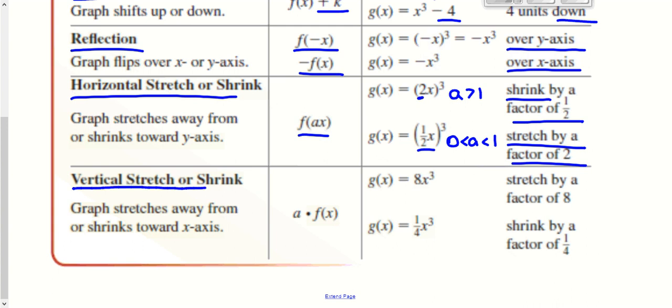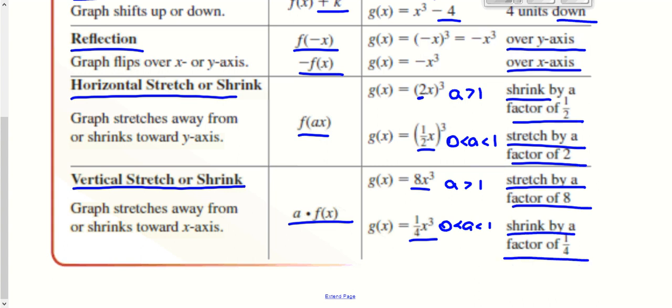Now, for the vertical stretch or shrink, your a is multiplied out front. And if a is greater than 1, so for example 8, it is a vertical stretch by a factor of 8. And then if you have a 1/4, so if a is between 0 and 1, you have a vertical shrink by a factor of, in this case, 1/4. So just remember the difference between your horizontal and your vertical stretches and shrinks. Horizontals are on the inside and they seem to be backwards. Verticals are on the outside and they are as is.